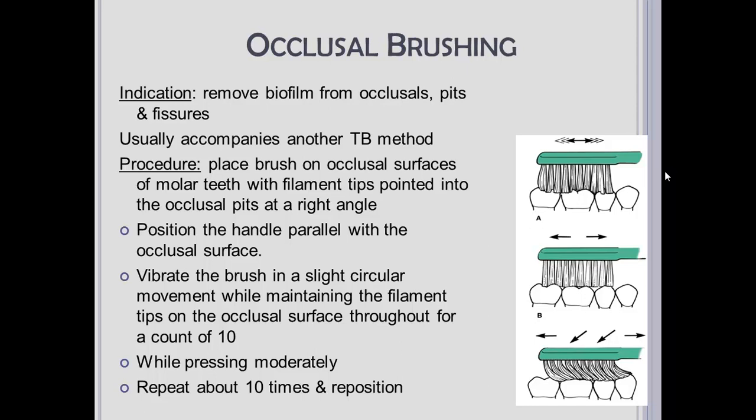Then there's occlusal brushing that's usually always needed in addition to the other types of toothbrushing methods, just to make sure that all biofilm is removed from the occlusals. So basically, place the brush on the occlusal surfaces of the molar teeth with the filaments pointed into the occlusal pits at a right angle, and you position the handle parallel with the occlusal surface. So you vibrate the brush in a slight circular movement while maintaining the filament tips on the occlusal surface throughout for a count of 10 while pressing moderately. And you reposition, repeat about 10 times.